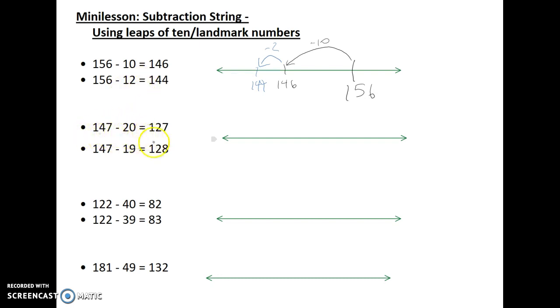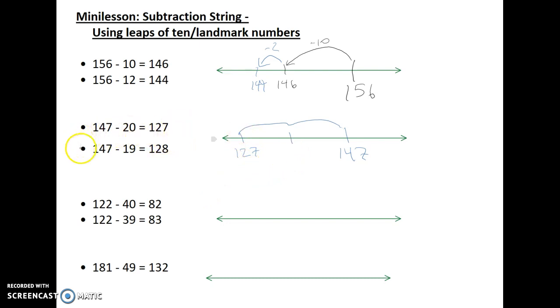All right, so the next problem is similar but a little different. They're going to start with 147, and they're going to subtract 20. So you'll go through the regular stuff. Some people might just jump 20. Some people might jump 10 and 10. That's fine. You can get as many answers as you want to get to the answer of 127.